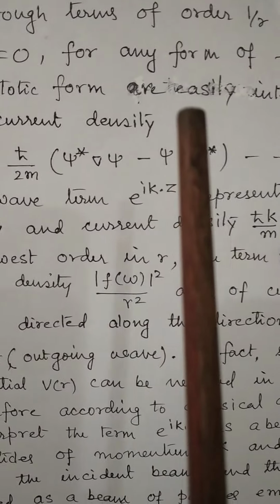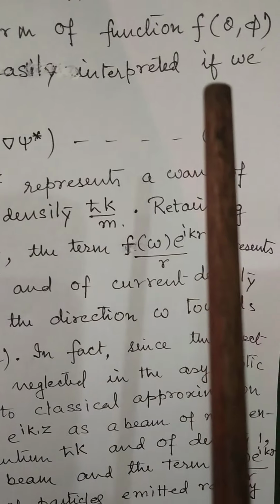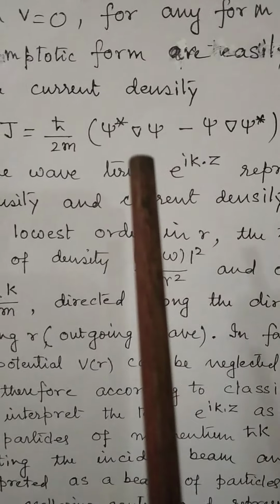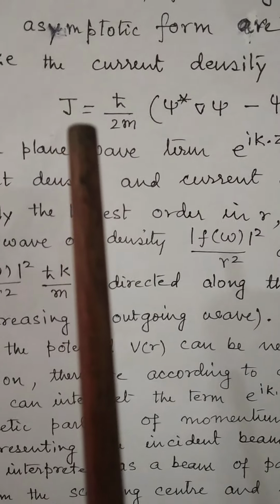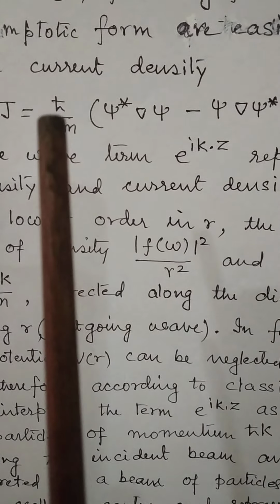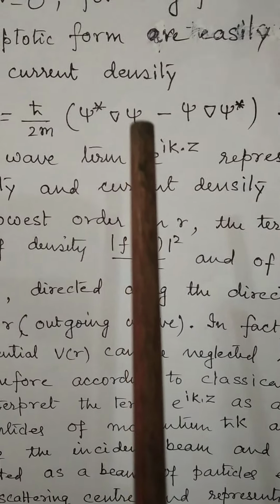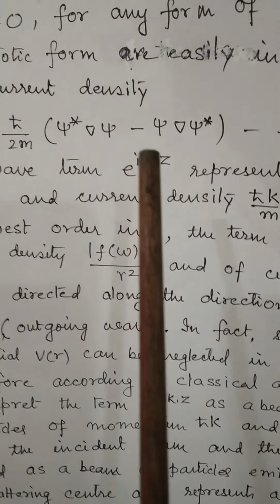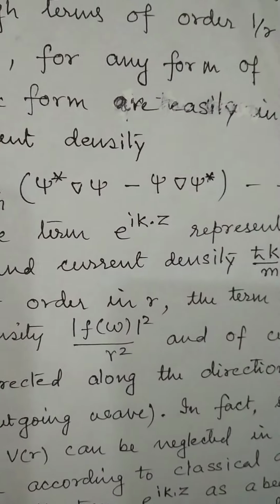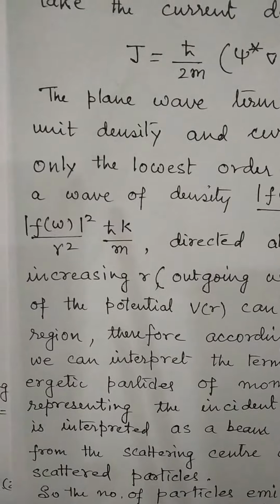The asymptotic forms are easily interpreted if we take the current density. Where J is the current density, it is given by h cross by twice m multiplied by psi star del psi minus psi del of psi star, where psi star is the complex conjugate of psi. Let it be equation number 3.